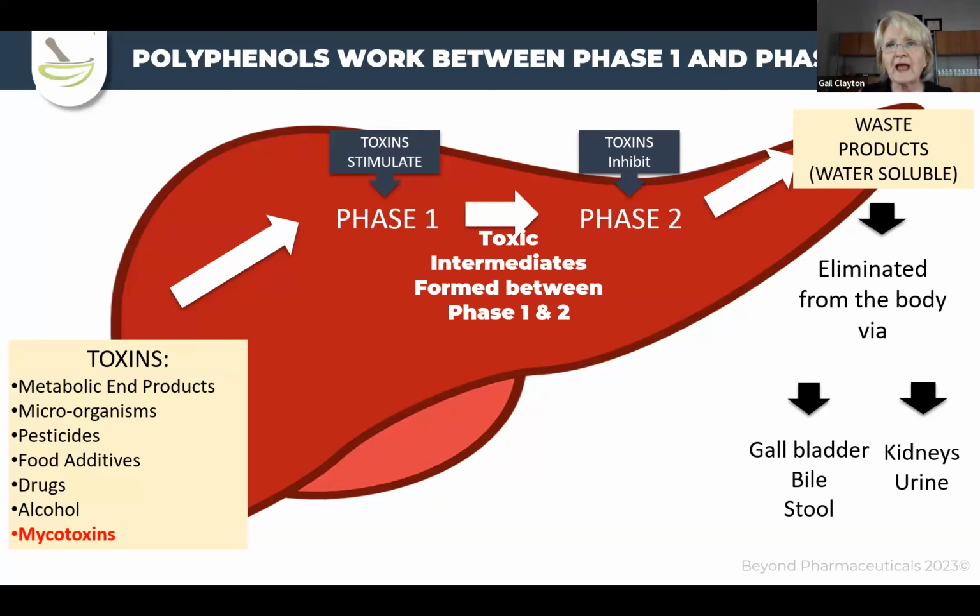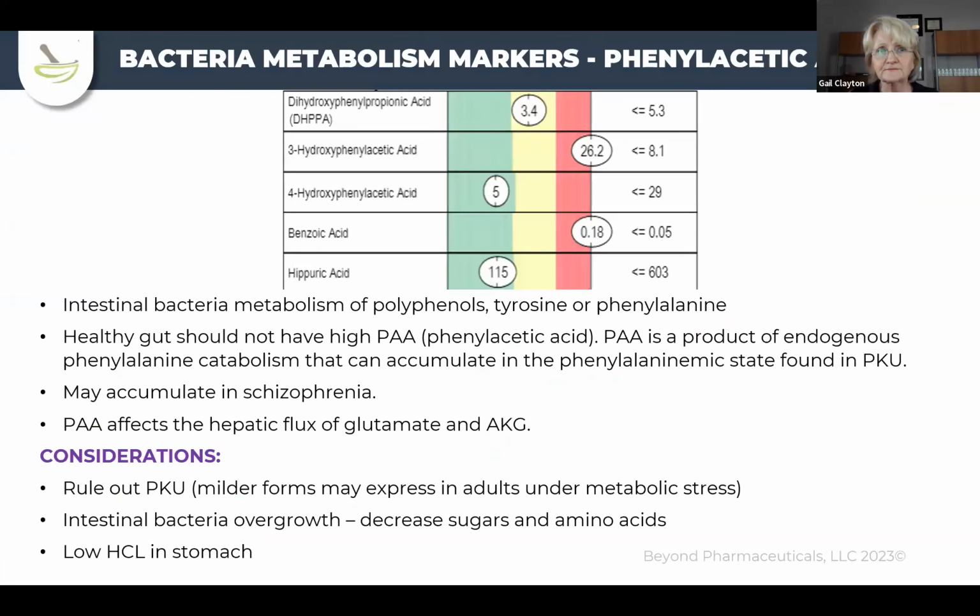So that's why we have to really have a lot of antioxidants and polyphenols on board so that these toxic intermediates are contained, and anything that slips out is quickly squashed by an antioxidant before it has time to damage your DNA. All right, so the bacteria metabolism markers.